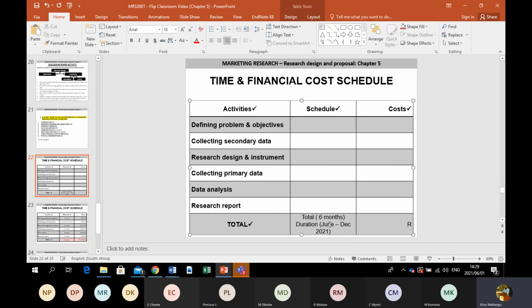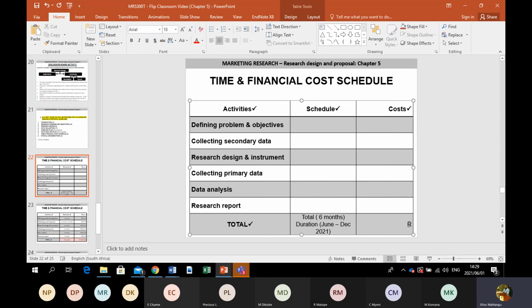How do you come up with the schedule here? Your schedule or your total duration will start on the day you do the assessment or the research proposal. So for example, if we're doing a research proposal today, our schedule will start by saying June 1, and then defining the problem. When are we going to collect secondary data? When are we going to do this? And then we put there if it's 1 month, 2 weeks, 3 months, and so on.